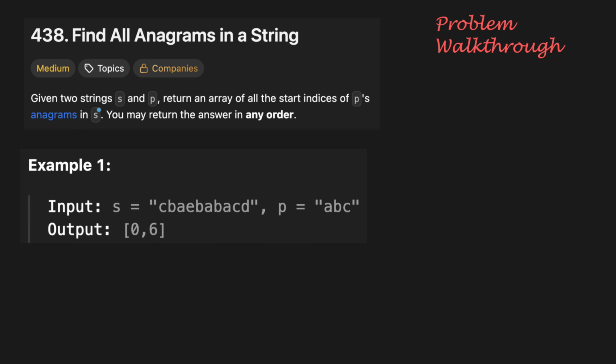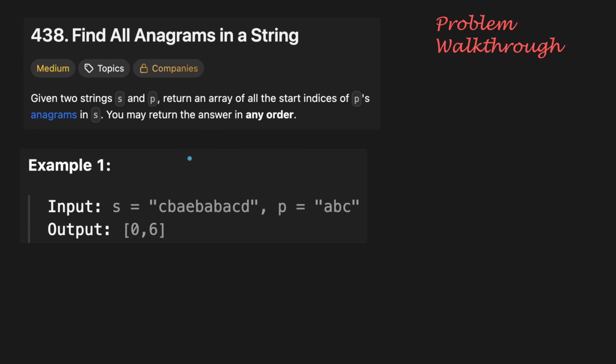We are given two strings, a source string S and a pattern string P. Our goal is to find all the starting indices in S where a substring is an anagram of P. Quick reminder, an anagram just means the exact same letters with the exact same counts, but in any order. Take the words eat and tea, they are anagrams. Both have exactly one E, one A and one T, just arranged differently.